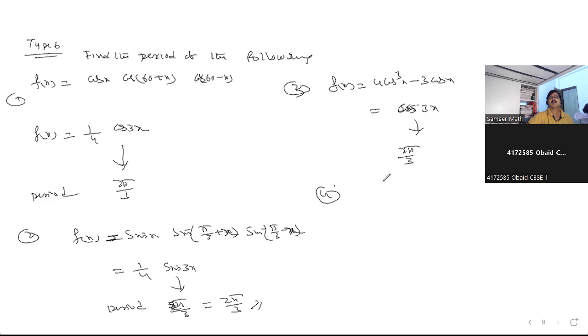And suppose I gave you f of x is equal to 2 tan x divided by 1 minus tan square x. You just apply the formula, it is tan 2x. What is the period here? You know the period of tan x is pi, and because the coefficient is 2, the period is pi by 2. So you have to be careful. Take the simplified form of the problem and you can do it. This is type 6.